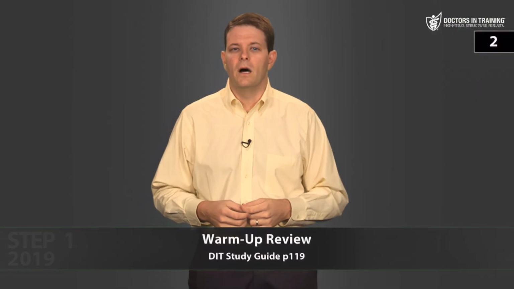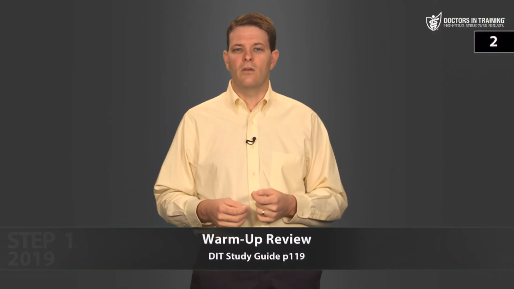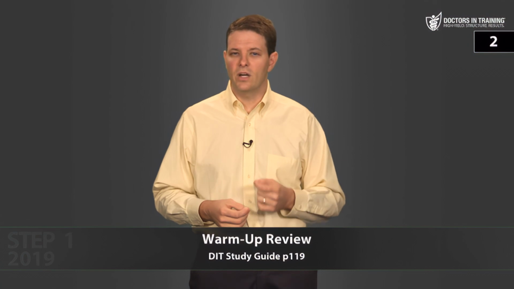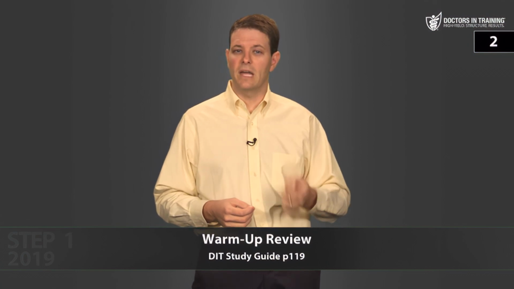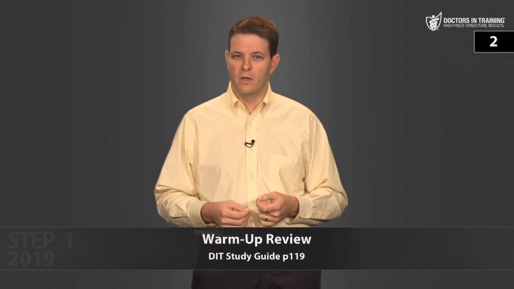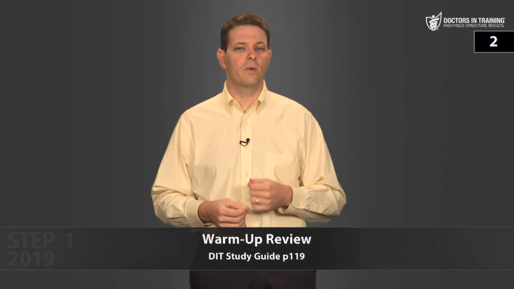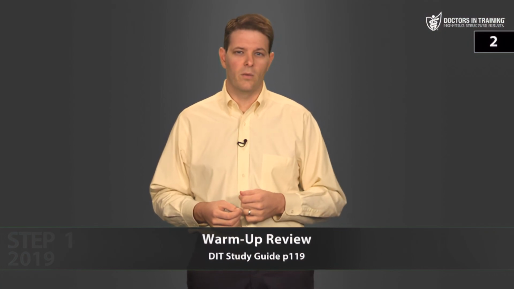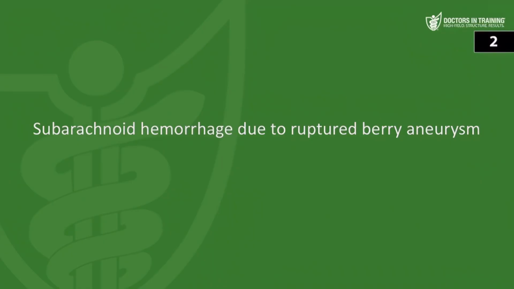All right, next. A 40-year-old man is brought to the ER following the sudden onset of a severe headache. He has a history of Ehlers-Danlos syndrome and hypertension. Examination of the CSF shows numerous red blood cells in the CSF. So what's the most likely cause of this man's headache? So this is a classic presentation for subarachnoid hemorrhage due to a ruptured berry aneurysm. Remember that the vascular type of Ehlers-Danlos syndrome is associated with berry aneurysms.